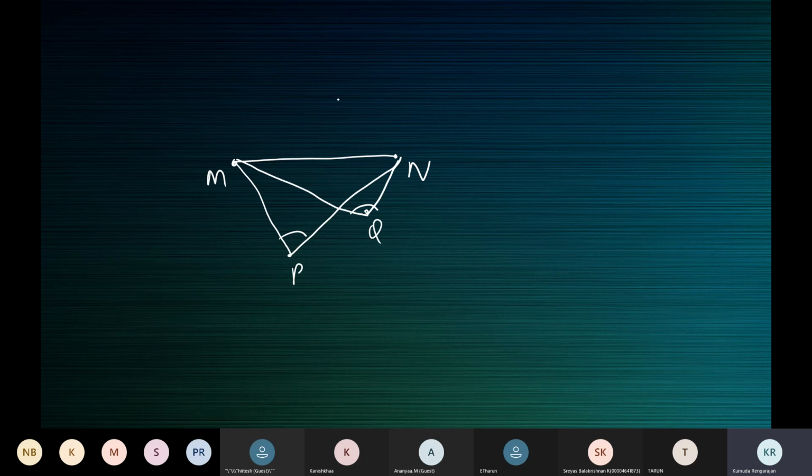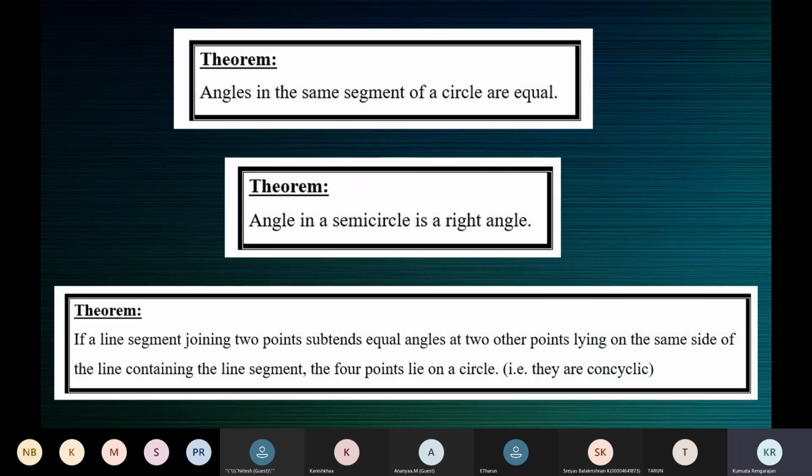Now I don't know if I can draw a circle, but then the 4 points are said to be concyclic. Just ignore it. So we'll repeat this often when we solve numericals, then it should become clear. If a line segment joining 2 points subtends equal angles at two other points lying on the same side of the line containing the line segment, then the 4 points lie on a circle. That is, the 4 points are concyclic.